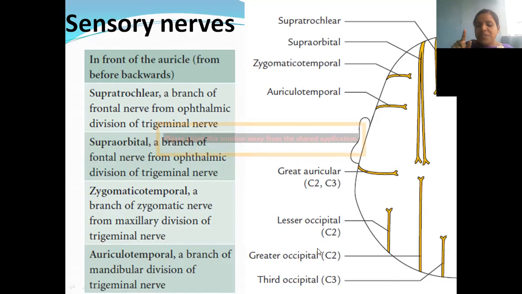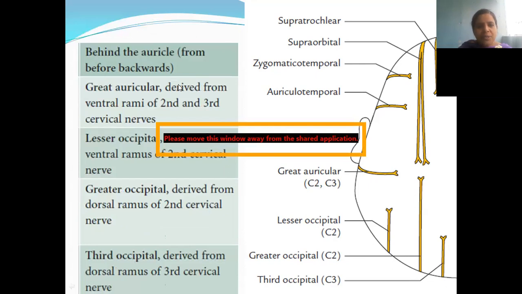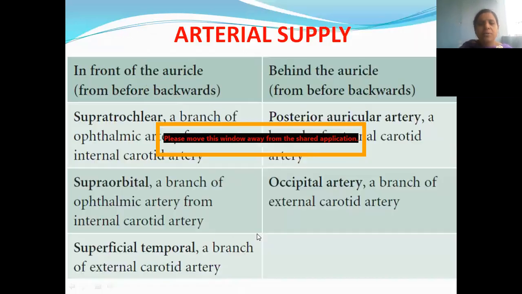Okay, a network of C1, C2, C3. So what are the names of the nerves? We have great auricular, lesser occipital, greater occipital, and third occipital. This is behind the auricle: great auricular, lesser occipital, greater occipital, and third occipital.